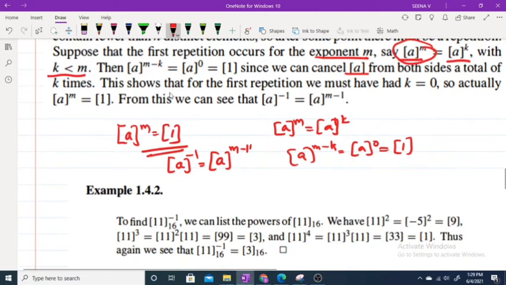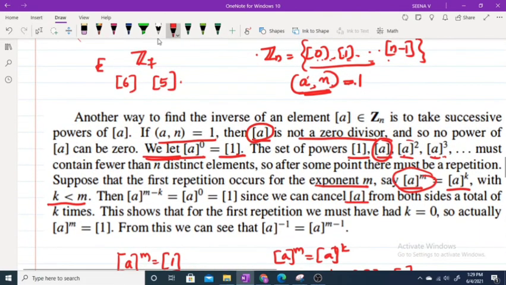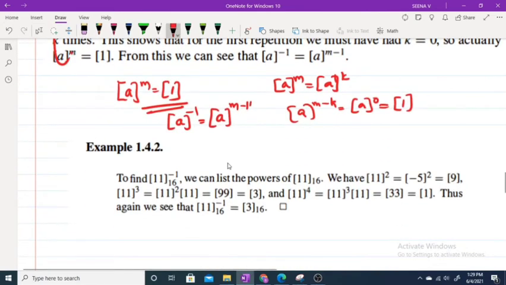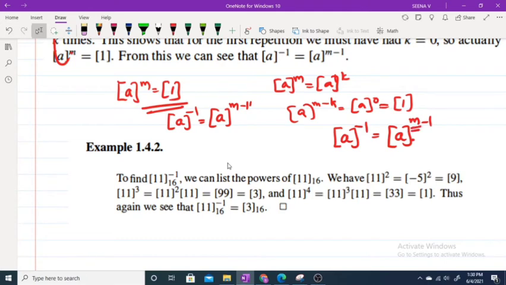There is no need to study all these things. Just understand the process and you have to remember only one result: a inverse is equal to a raised to m minus 1, where m is the first integer with a raised to m equal to 1. You have to remember this.